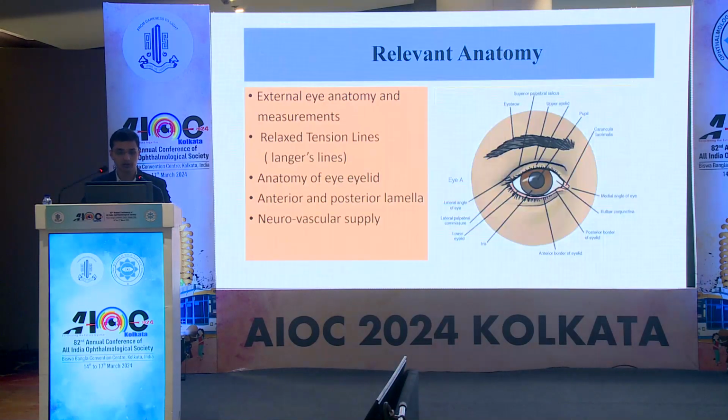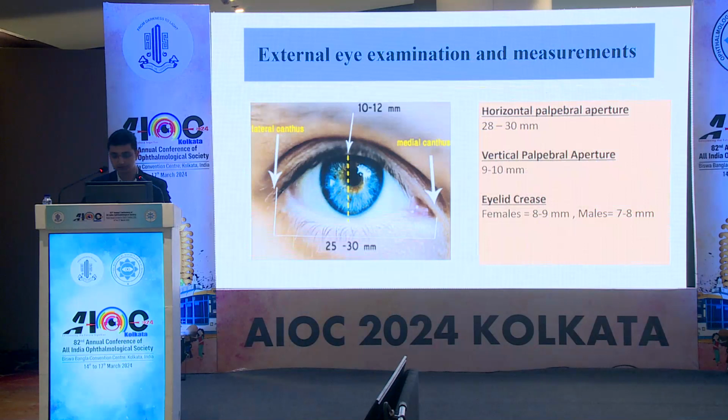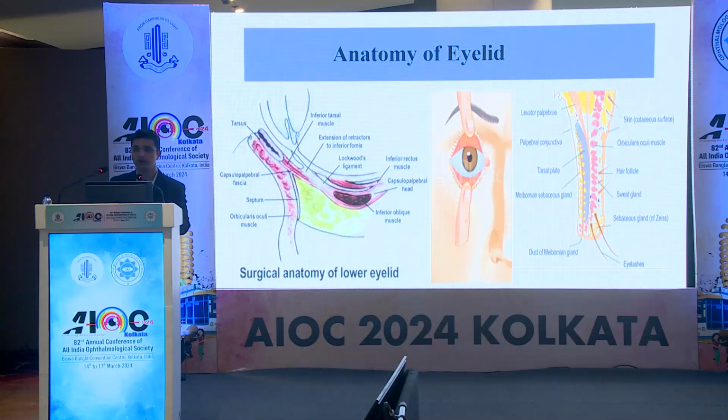Coming on to the relevant anatomy. So we'll be covering it under the following heads of external eye examination, relaxed tension lines called as Langer's lines, and anatomy of the eyelid. So this is a diagram showing the horizontal palpebral aperture which measures between 28 to 30 mm lying between lateral canthus to medial canthus. Vertical palpebral aperture, also called as the palpebral fissure height, is somewhere around 9 to 10 mm. So this is a slide showing the anatomy of the eyelid.